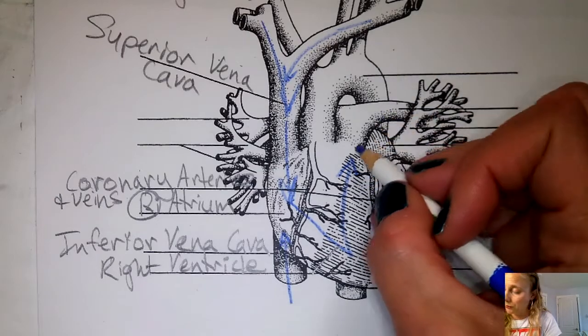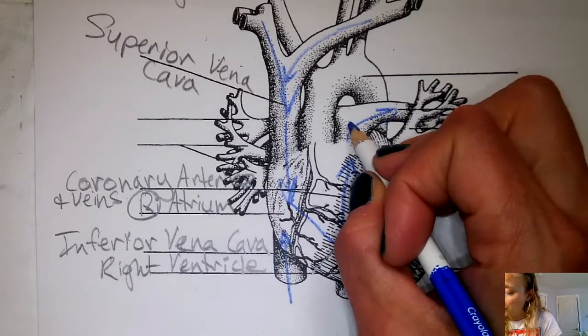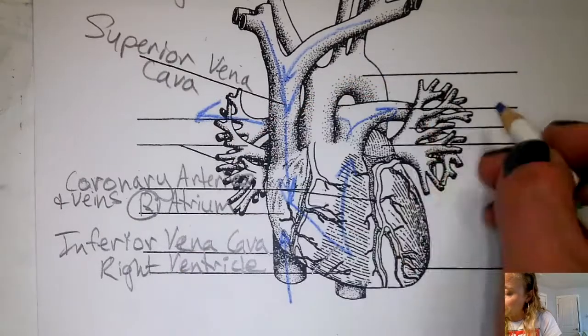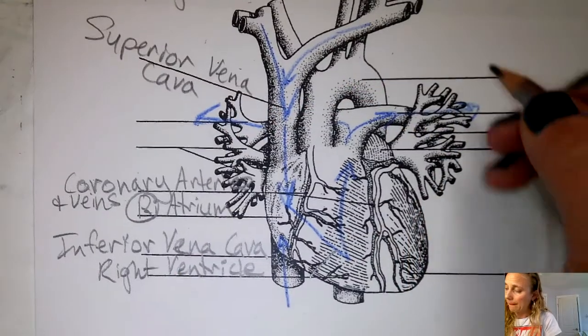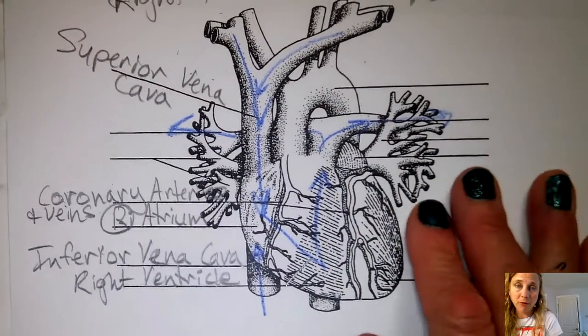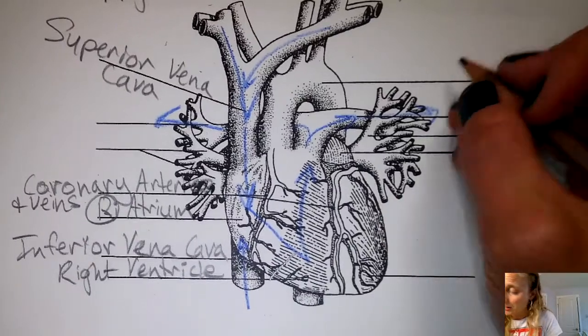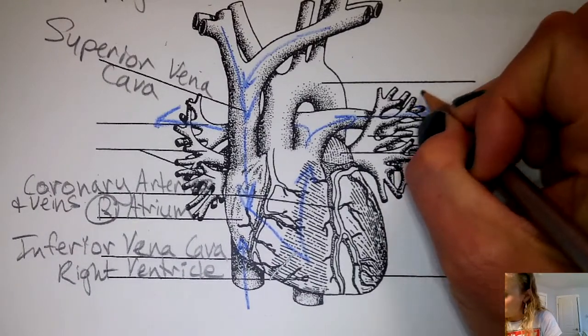But in this picture, we don't have a place to label the pulmonary trunk. We just have the pulmonary arteries. Blam. There they are. There's a left pulmonary artery and a right pulmonary artery. Can you label those? If you want to.